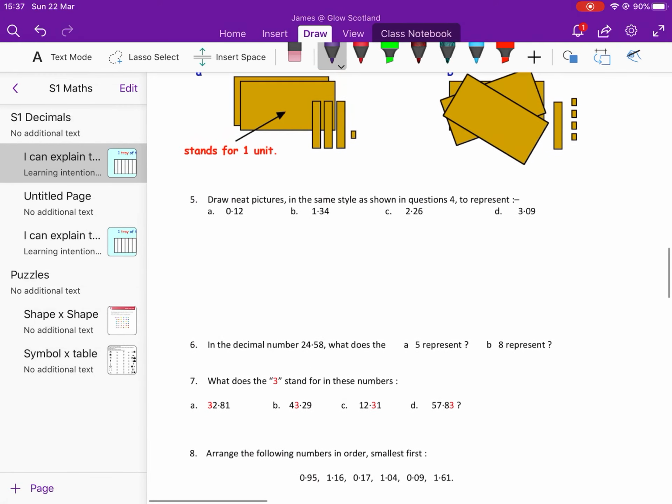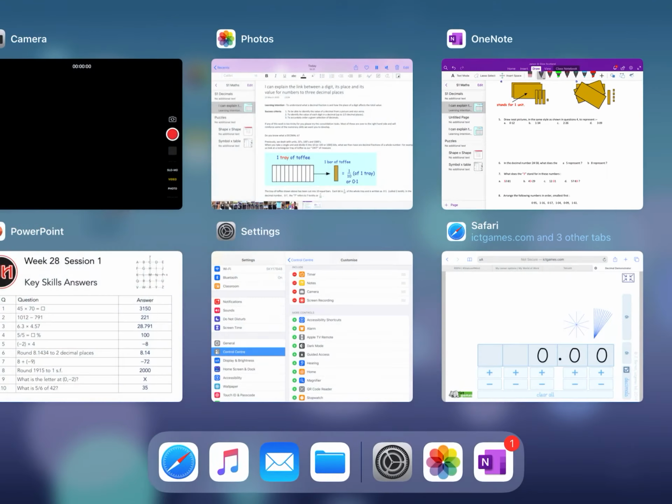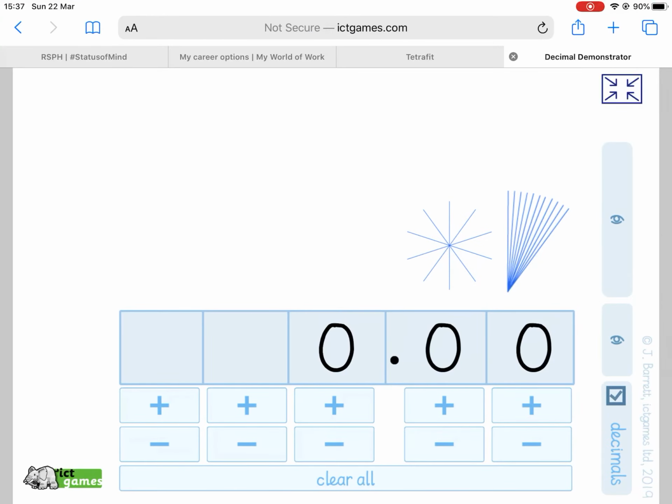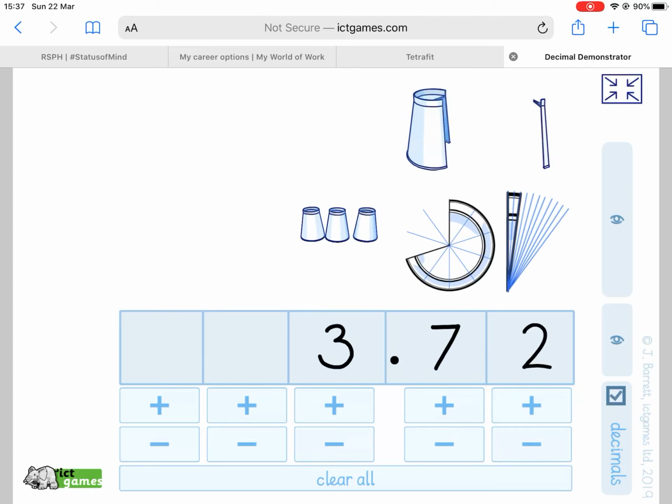Again, number 5, your pictures. If you want to use the decimal demonstrator to do that, that'll be great. You can put things in, like if I was given 3.72, then I can do 3.72 like that. You could screenshot that and that would give me a good answer for one of those questions. Alright, so 3 wholes, 7 tenths, and then I've got 2 hundredths in my hundredths column.